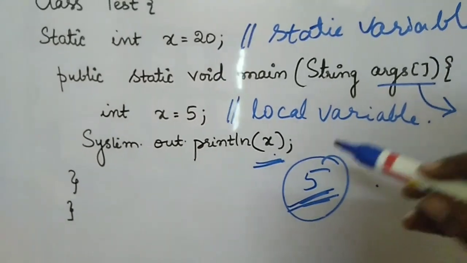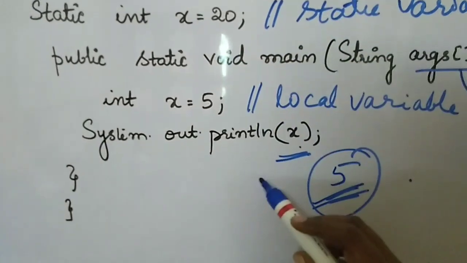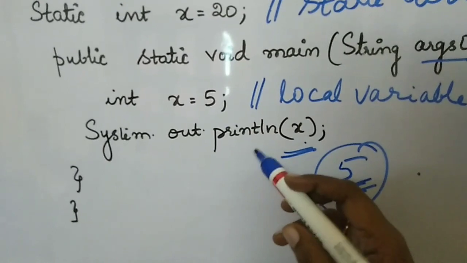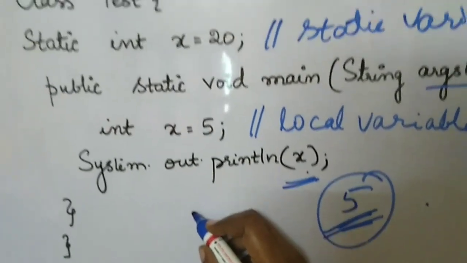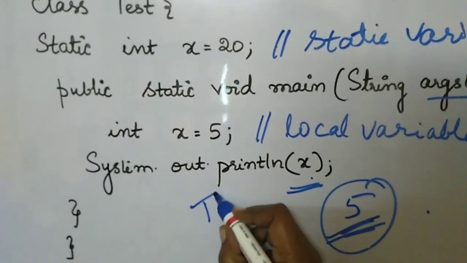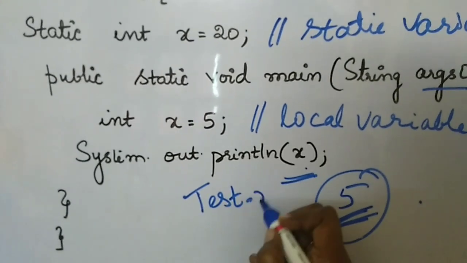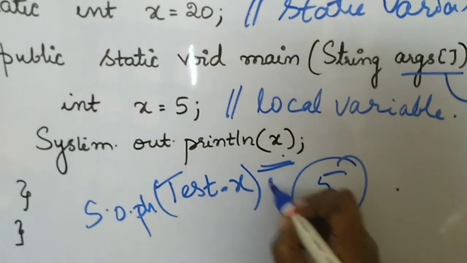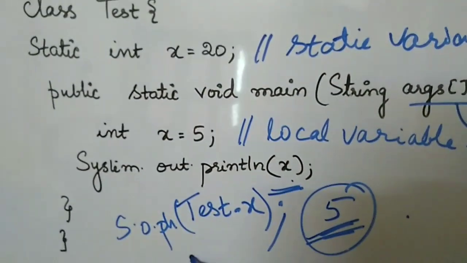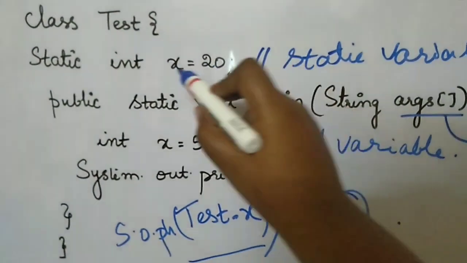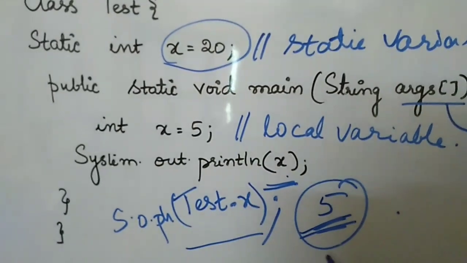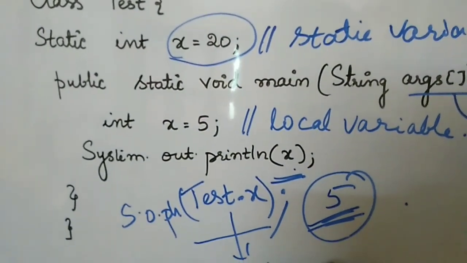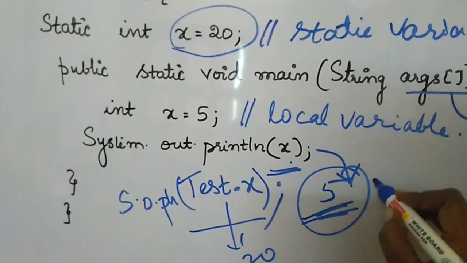But how can you access the static variable inside the method main if the names are the same? If you want to access it, then you have to take the fully qualified name. You have to access it saying test.x. So I'll say System.out.println and I'll say test.x. When I do like this, automatically the static variable x is equal to 20 will be printed. So this will print 20 for me. This x will print 5 for me.